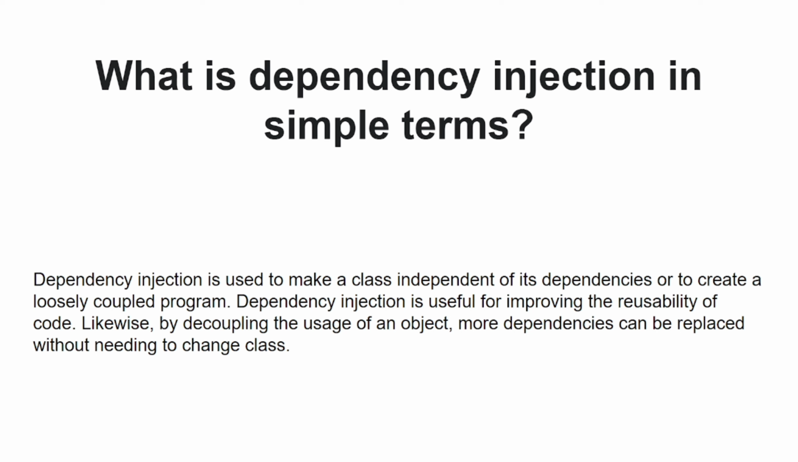Dependency injection is used to make a class independent of its dependencies, or to create a loosely coupled program. Dependency injection is useful for improving the reusability of code. Likewise, by decoupling the usage of an object, more dependencies can be replaced without needing to change the class.